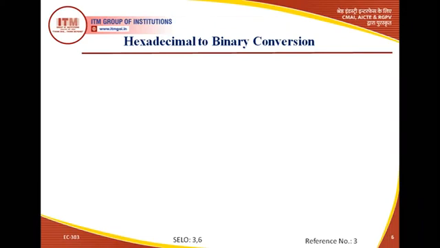Now we see how we can convert a hexadecimal number into a binary number. We know that in the hexadecimal number system there are a total of 16 digits. That means they use the numbers 0 to 9 and the alphabet A to F, so they have 16 digits in total. 16 digits are represented by 4 bits, that means a group of 4 bits. So in hexadecimal to binary conversion, each hexadecimal digit is represented by its equivalent 4 bit binary number.